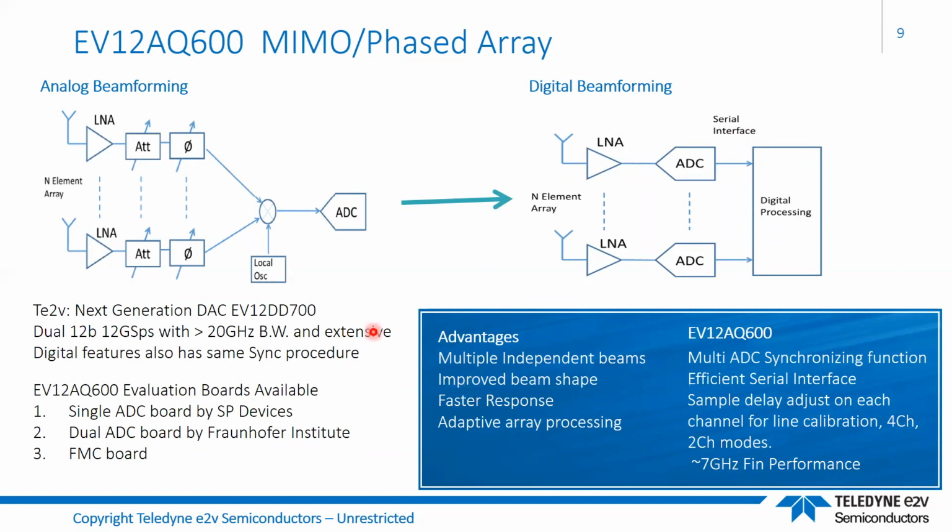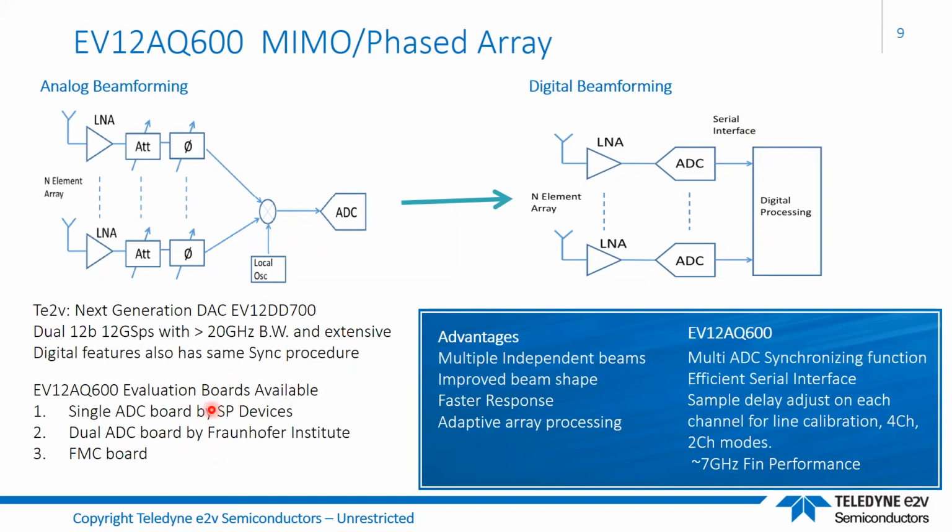2-channel modes. A bit of an update here on our next generation DAC as well. This will be a dual 12-bit, 12 gigasample per second DAC with greater than 20 gigahertz bandwidth and extensive digital features. This also has the same sync procedure. So the ability to synchronize multiple elements in a transmit application will also be available with the DD700.